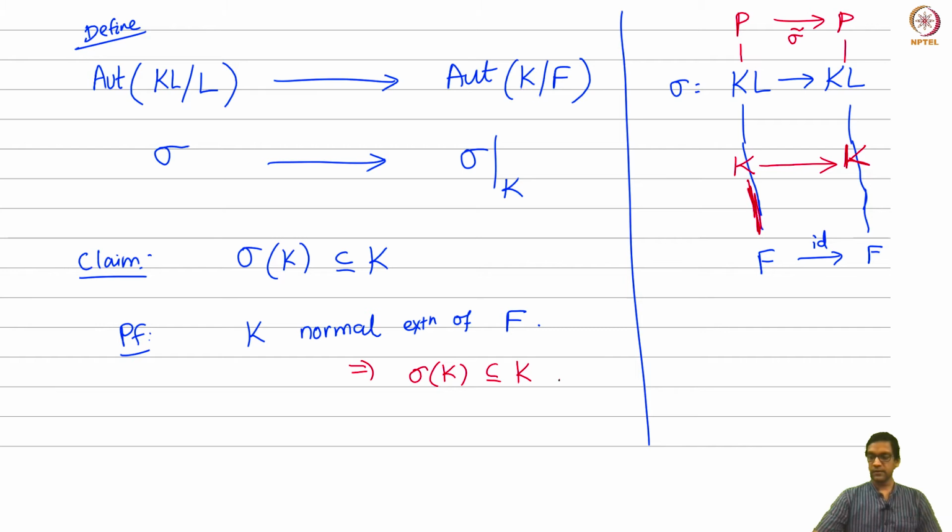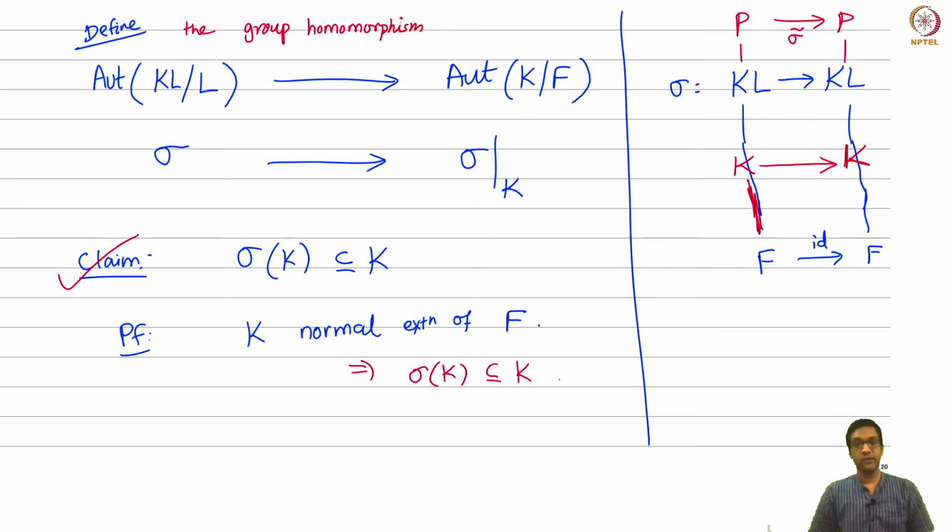Good. So at least it allows us to define a map, and it's easy to see that this map is a group homomorphism because we have done nothing. You're given a map on a larger field and you just restrict it to a smaller field, so compositions of maps go to compositions of maps. So it's a group homomorphism. Define the group homomorphism like this. For well-definedness, we needed to check this claim, and this claim comes from the normality of K over F.